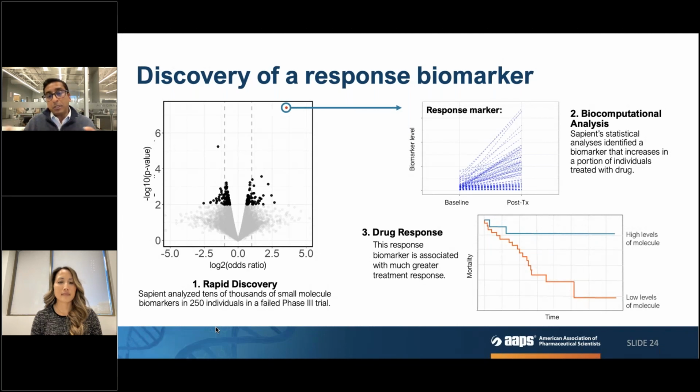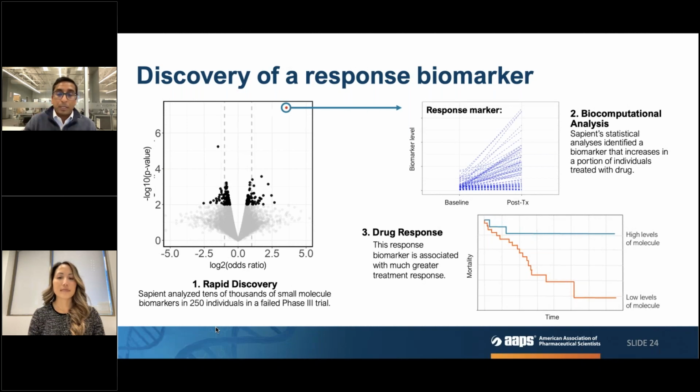And when we look at this single marker at baseline and following therapeutics in this population, we see there's a population of individuals that have an increase in this pharmacodynamic marker over time, whereas there's also a subset of individuals that have very flat levels of this singular marker.